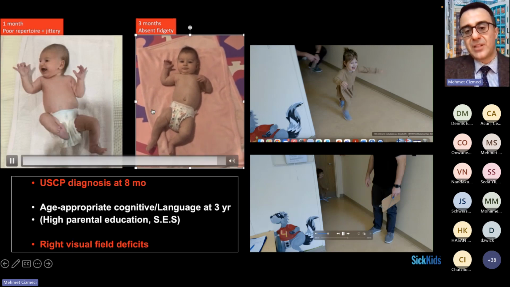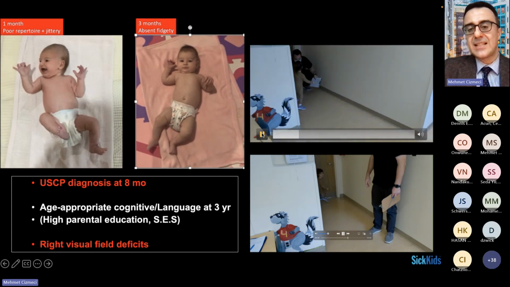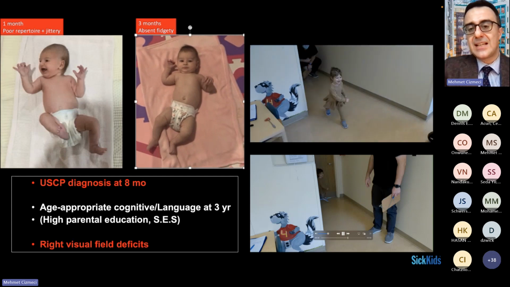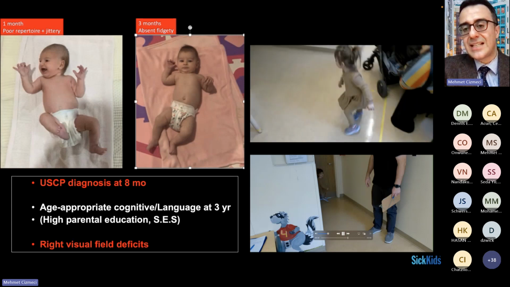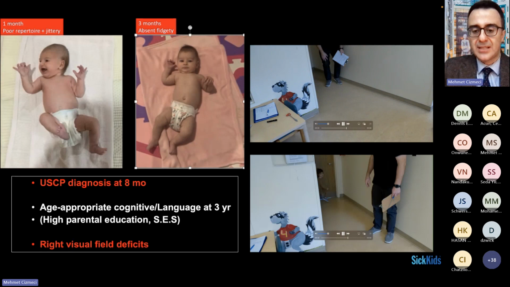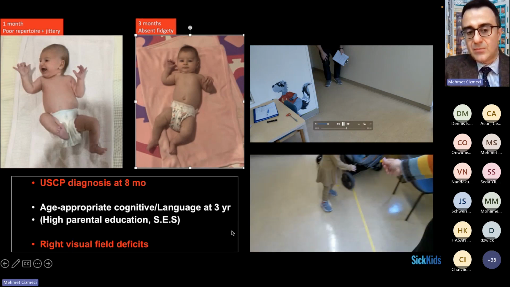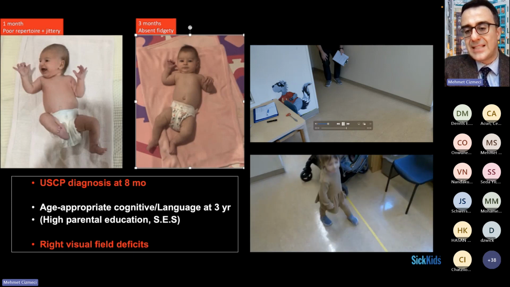And as expected from the diffusion tensor imaging, this baby also developed right-sided visual deficits. And in this video, you can see that the baby is presenting with right-sided unilateral cerebral palsy, which is hemiparetic cerebral palsy. And the motor development seems to be impacted.